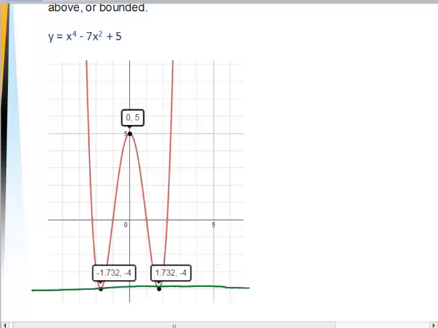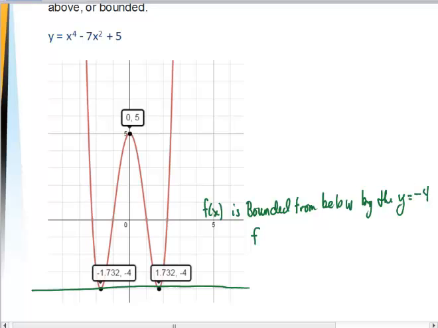So if you want to make a boundedness statement, you would say the function is bounded from below by the line, or by the value y equals -4. The function is not bounded from above, even though it looks like it's bounded here in a local sense. The function has values which are higher than 5. So this function is only bounded from below.